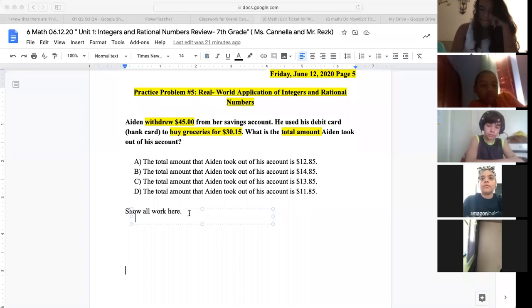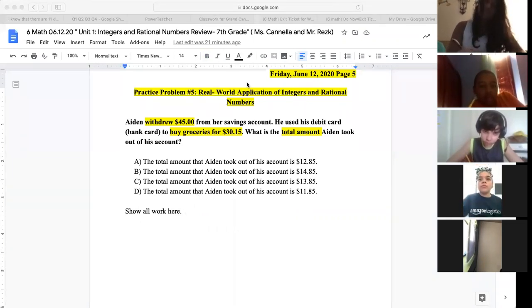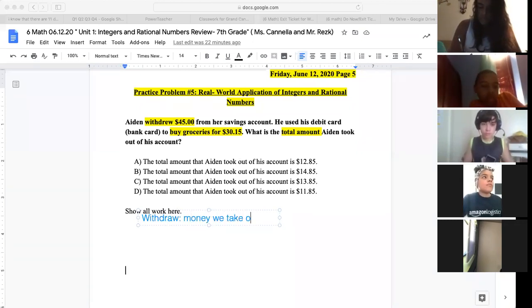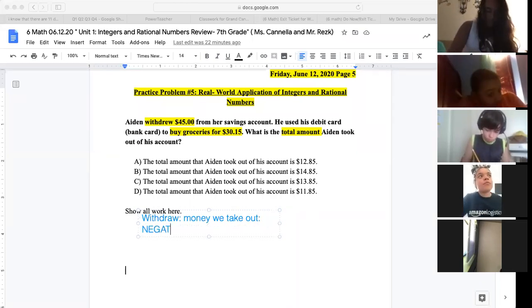All right, so let's go over a few words here. Hold on a second. When you withdraw money, Anthony, is that money you're putting in or money you're taking out of your account? Taking out. So if you're taking that money out, is that a positive or negative integer? Negative. Great. Let me just change this. I'm in a pink mood today. Don't ask me why. When you withdraw, it's money we take out. You got to write this down. So it's a negative integer.